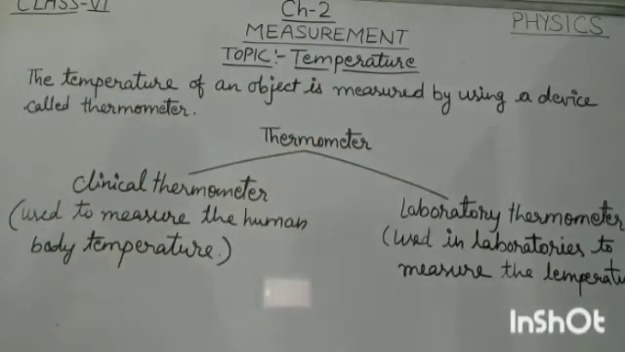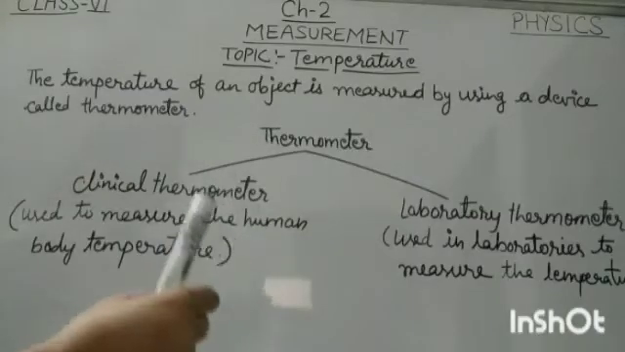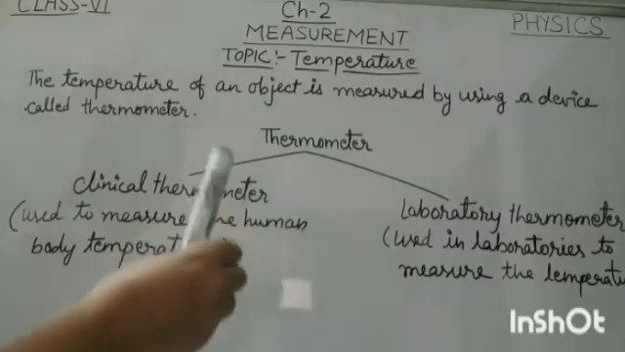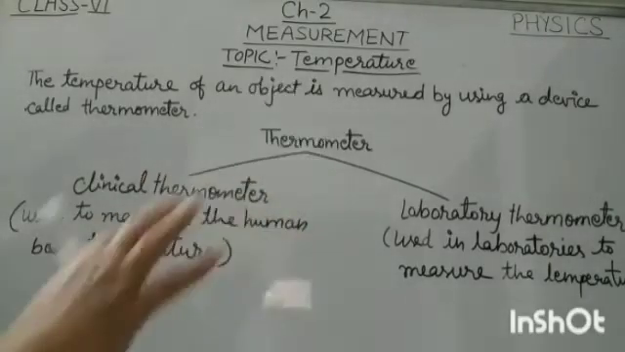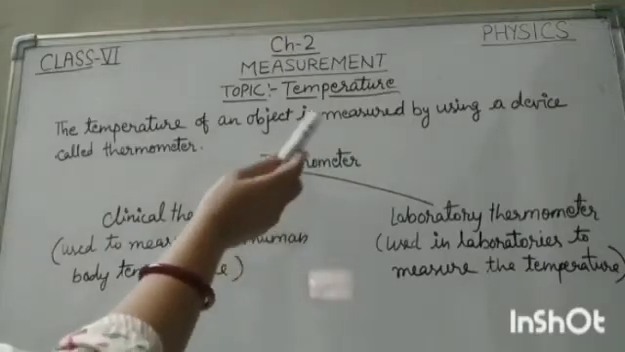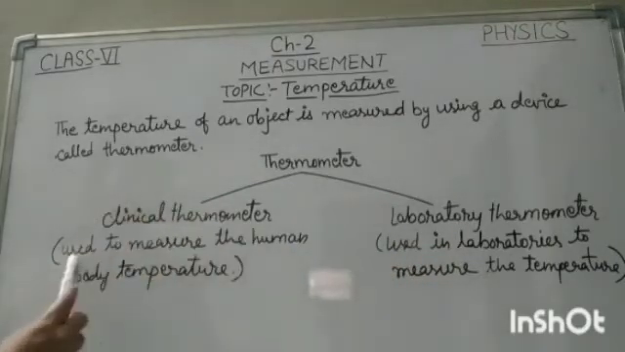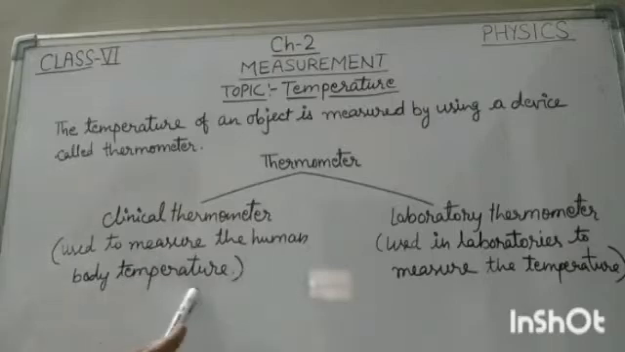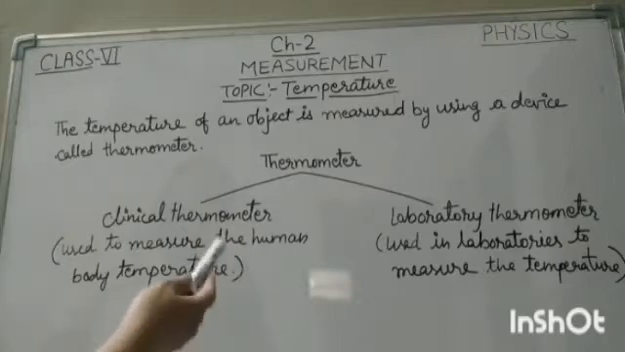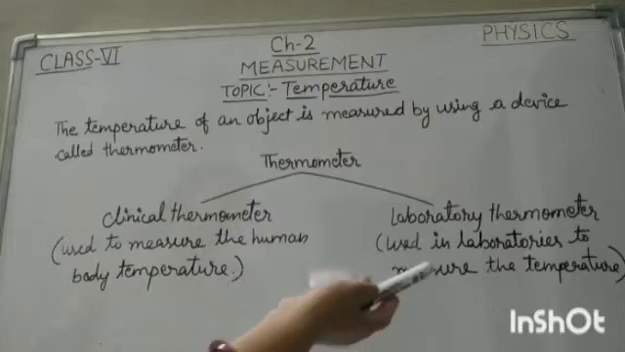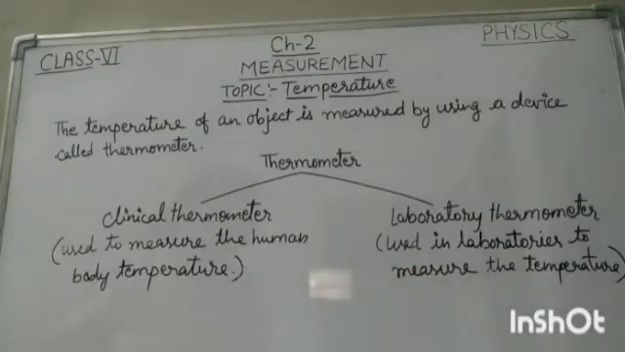The lower fixed point is the temperature at which ice melts at sea level, and the upper fixed point is the temperature at which pure water boils at sea level. Now there are two types of thermometer. First one is the clinical thermometer and second one is the laboratory thermometer. Clinical thermometer is used to measure human body temperature in homes, clinics or hospitals. It is also known as the doctor's thermometer. The laboratory thermometer is used in laboratories to measure the temperature.